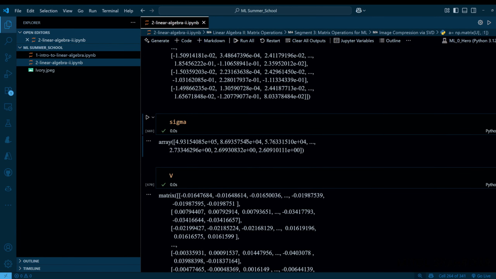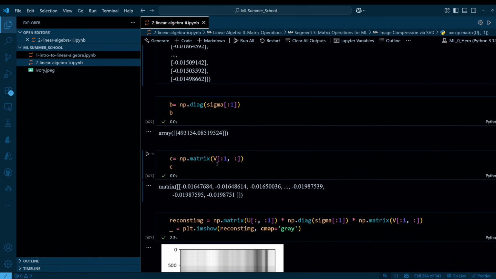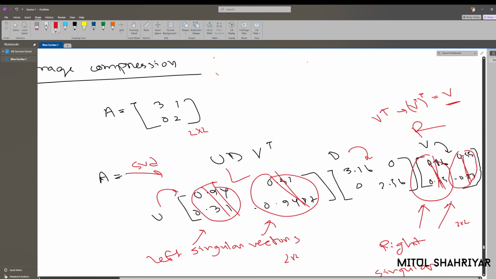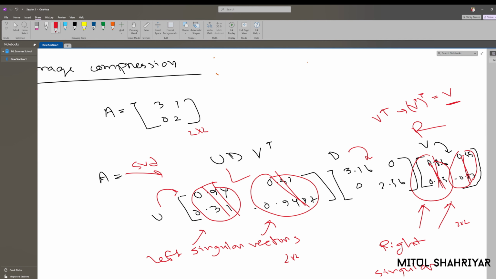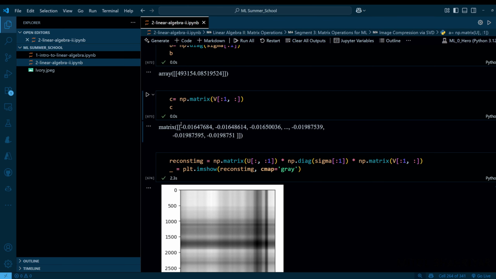You can see 1, 2, 3 and lots of values, 4.93 times 10 to the power 5. So using that we can get the first value, exactly this one. And again for the last matrix here in the right part, we will also take all values from the first column, and we will call it the right singular vector. So using that you got it here.